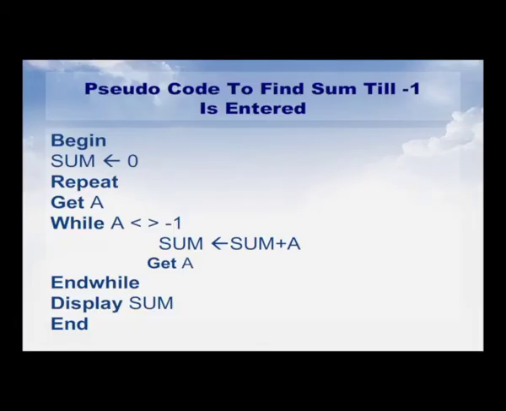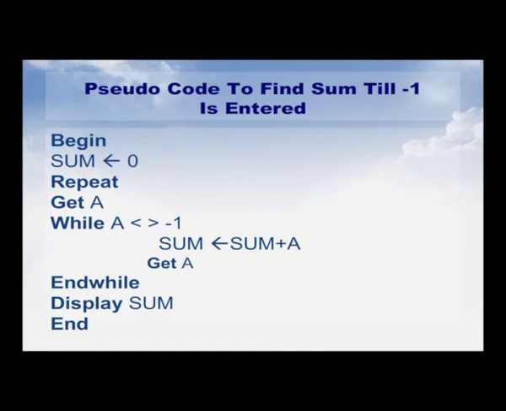See the pseudocode for this problem. In the pseudocode you will find that we start with assigning a value 0 to the sum, because we are going to find the sum of numbers entered by the user until the user enters -1. Next we are going to use the repeat construct. So, we are going to repeat the statements below.